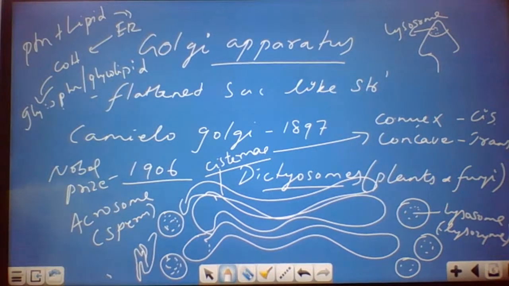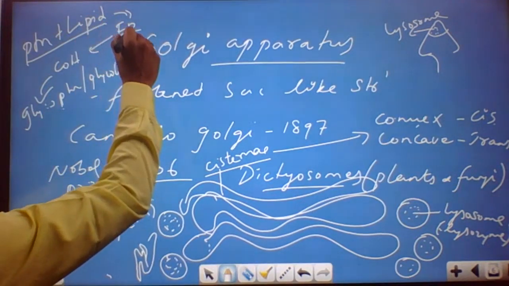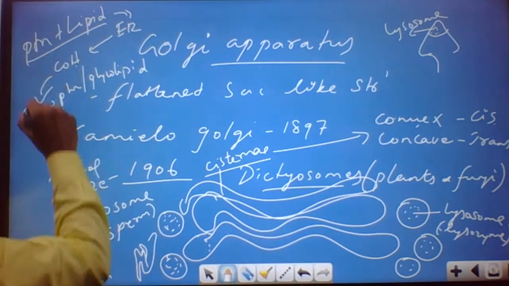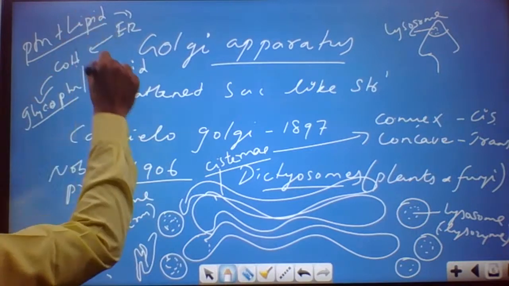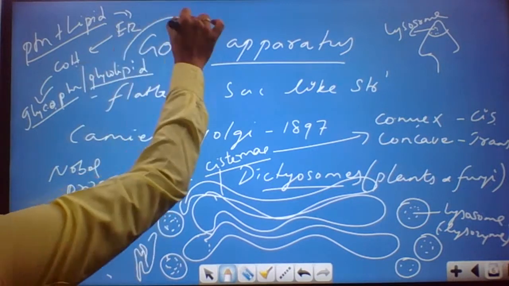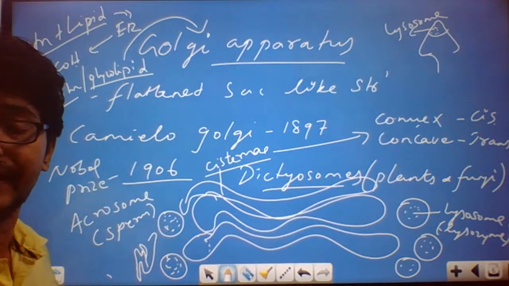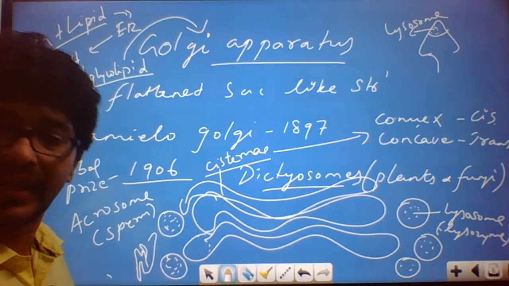So proteins and lipids have been formed in the endoplasmic reticulum. They combine with carbohydrate. When they change, what forms do they take? Proteins will be converted to glycoprotein. Lipids will be converted to glycolipid. Now these glycoproteins and glycolipids come to the Golgi apparatus. Of course there is a connectivity. The endoplasmic reticulum and the Golgi apparatus have connectivity.